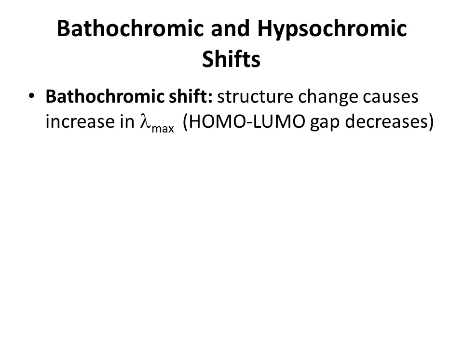Right, we have 2 terms to learn: bathochromic and hypsochromic shifts. With a bathochromic shift, there is a structural change in the molecule that causes an increase in the lambda max, so that the energy gap between the HOMO and the LUMO decreases.